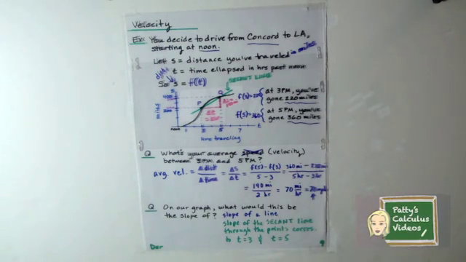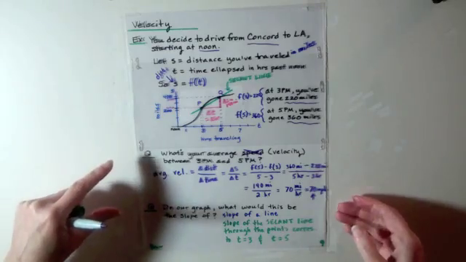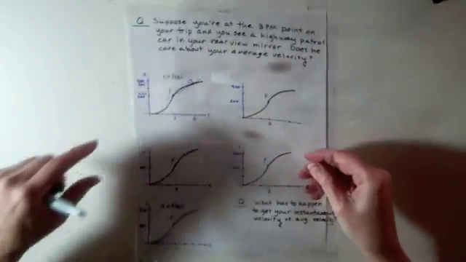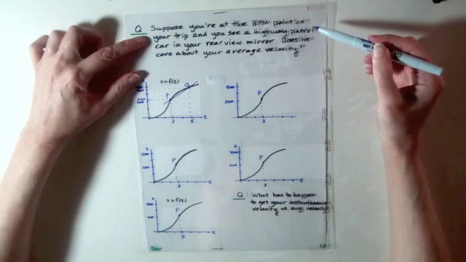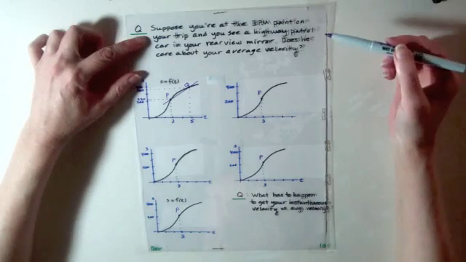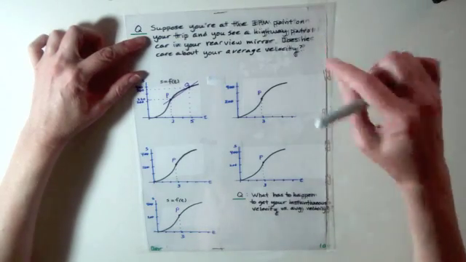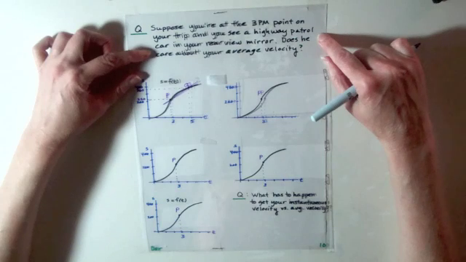Okay, let's go ahead and look at the next page, and we're going to extend this imaginary trip to ask another question. So if you look at the next page, I have a kind of interesting question here. Suppose you're at the 3 p.m. point on your trip. So you leave at noon from Concord, you're driving towards LA, maybe along Highway 5. At 3 p.m., you look in your rearview mirror and you see the highway patrol behind you.